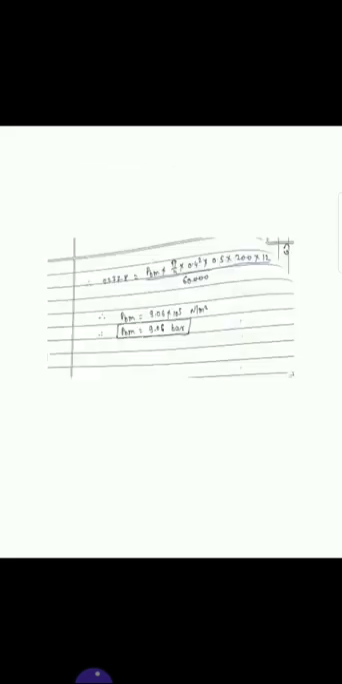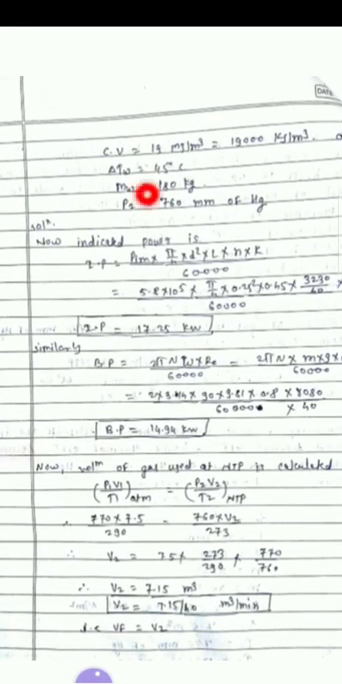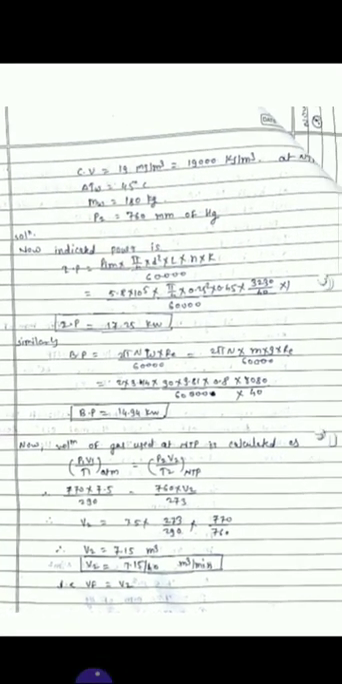Now next, draw up a heat balance sheet and estimate the indicated thermal efficiency and brake thermal efficiencies, and assume atmospheric pressure as 760 mm of Hg. That means first we have to draw the heat balance sheet, and then we have to estimate indicated thermal efficiency and brake thermal efficiencies. We'll consider atmospheric pressure as P2, which will be 760 mm of Hg. Now we'll see how to find out this heat balance sheet as well as our unknown values.